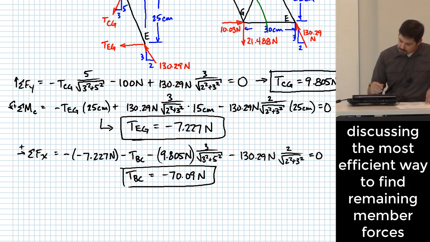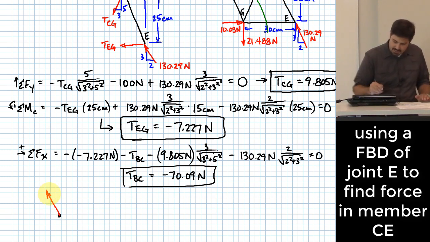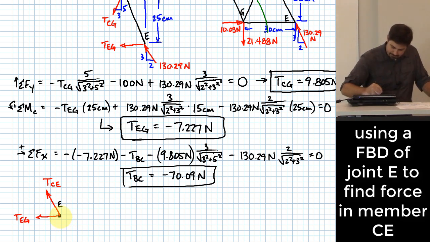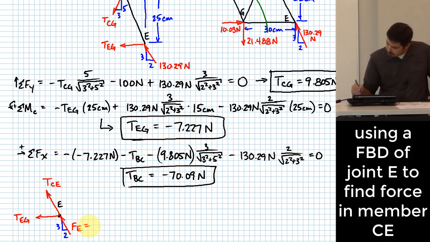All right, so here's how I would do it. I would look at a joint at E. At E, you have TCE, what else? TEG. And then what else? FE, where you know the slope of FE. It has a rise of 3 and a run of 2. And FE was 130.29 newtons.